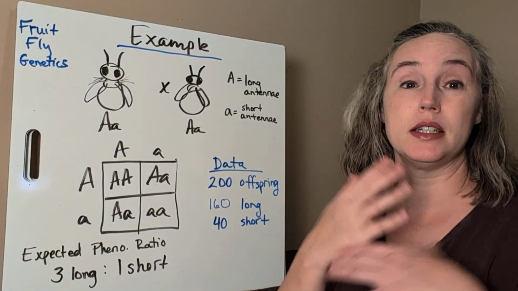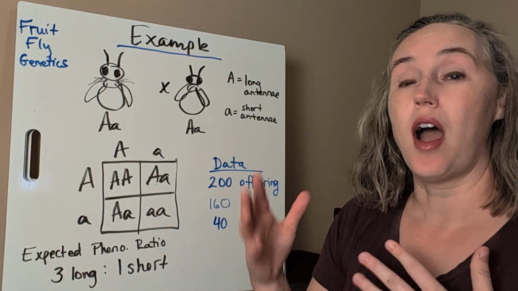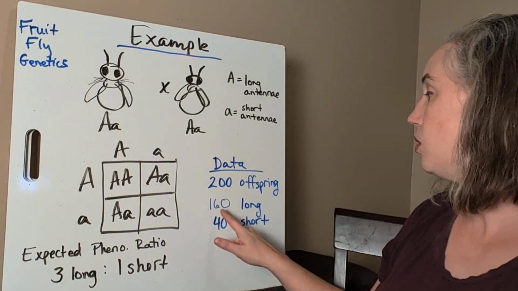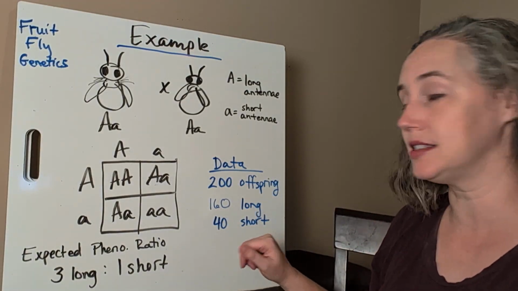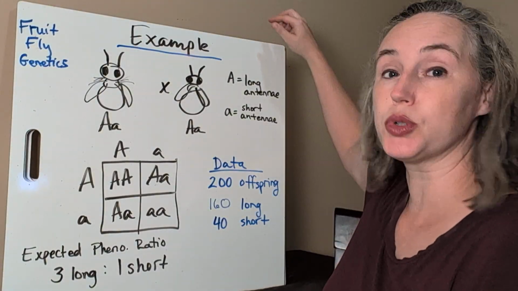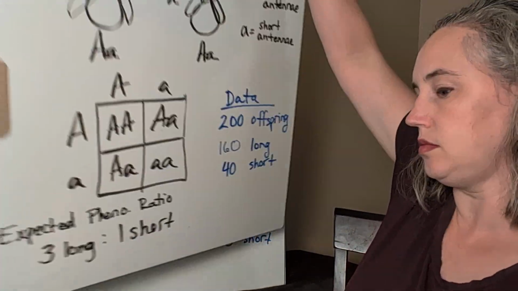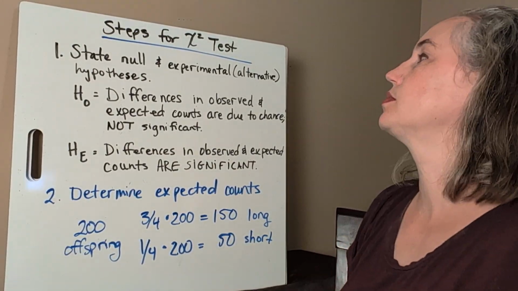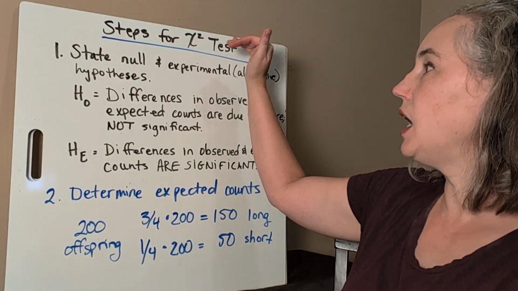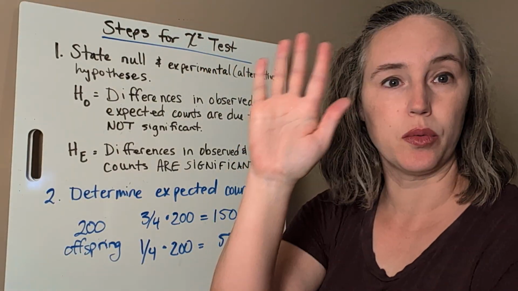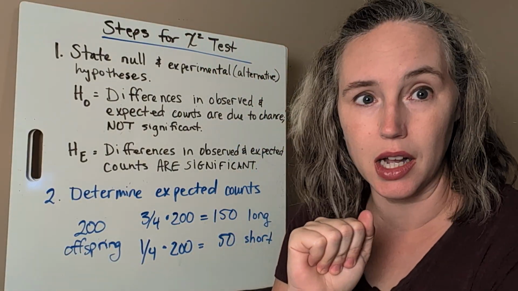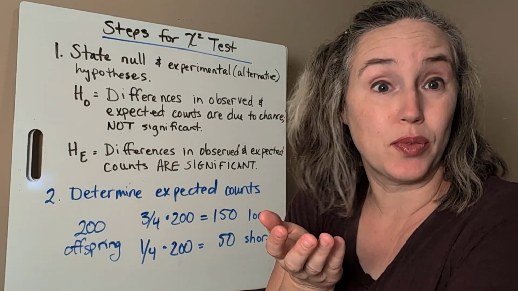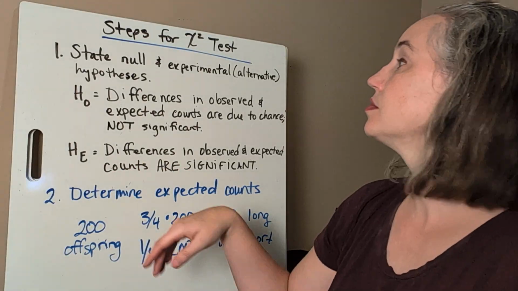Now, let's imagine in our experiment, our flies produce 200 offspring, and of those 200, 160 had long antenna and 40 had short antenna. Now we're going to walk through the steps. So for the chi-square test, because our data did not match what we expected, is that difference significant or not?